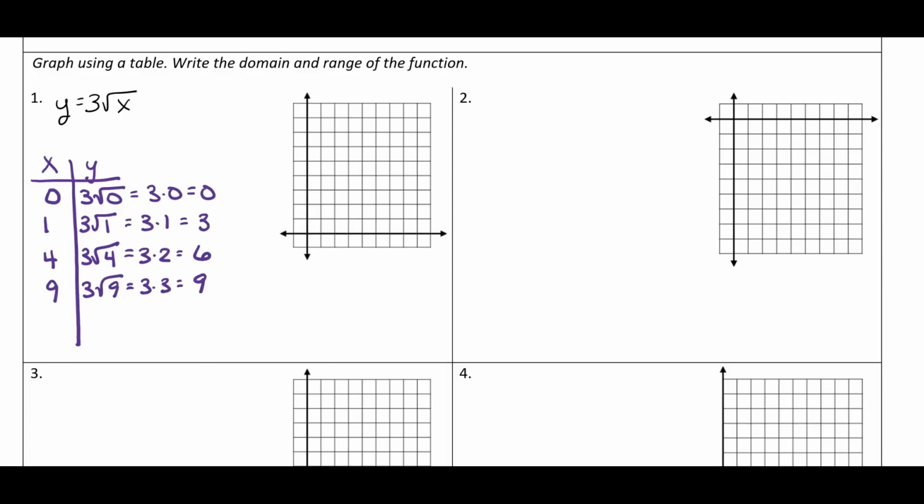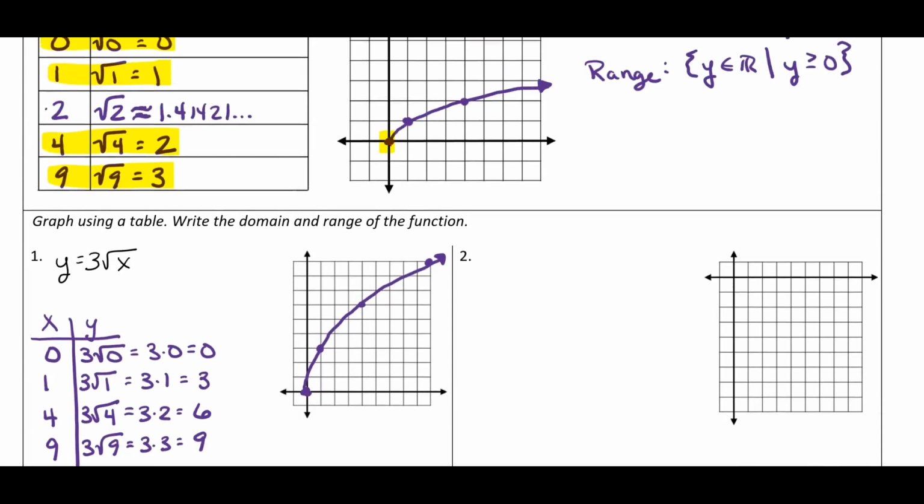So now we're going to plot our points. So we have 0, 0, 1, 3, 4, 6, and 9, 9. 2, 3, 4, 5, 6, 7, 8, 9. And that one actually did fit this time. And then again, creating this nice smooth curve. And notice this one moved up a lot bigger than my parent function. See how much higher it is?